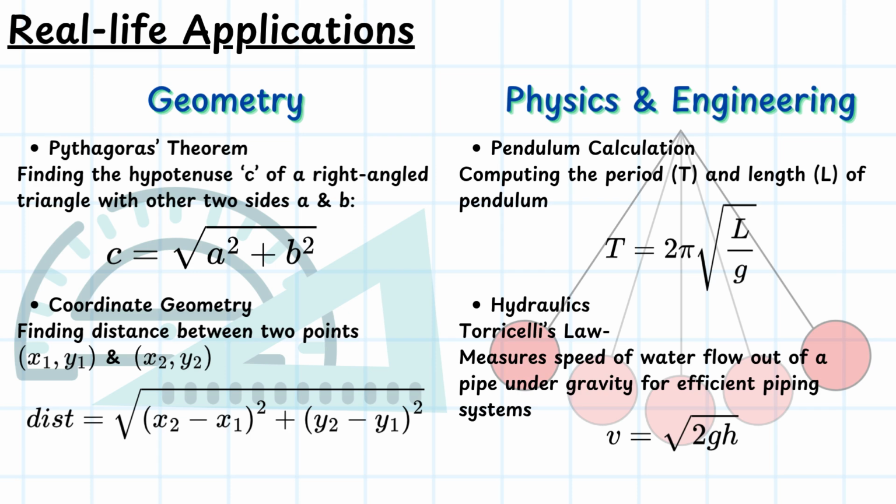Beyond mathematics, radicals also appear in physics and engineering. They are used to calculate the period of a pendulum, where we substitute the values for length and gravitational force into a radical expression. In hydraulics, radicals help determine the velocity of water flowing from a pipe, aiding in the design of efficient piping systems. In summary, radicals and surds are incredibly useful in mathematical calculations and real-world applications. They play a significant role in various fields, often without us even realizing.